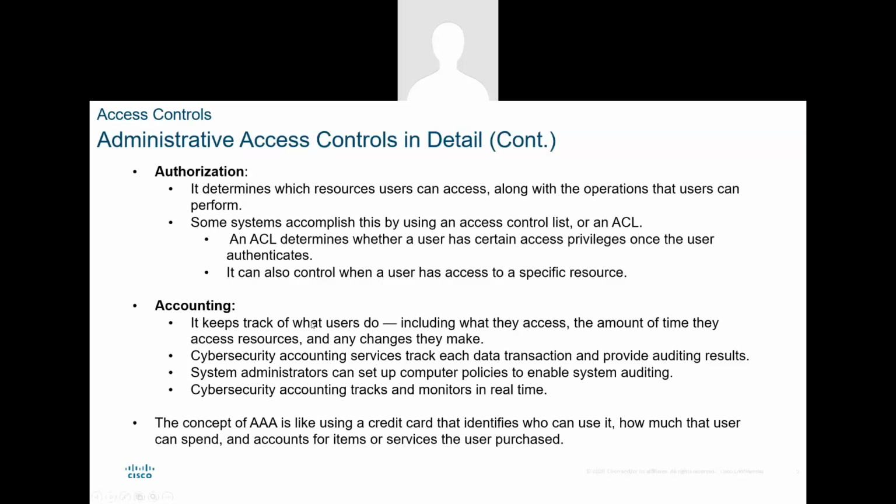And these three A's are called the AAA security model. It helps the organization track and manage those users' access to make sure that it is secure and there is accountability.